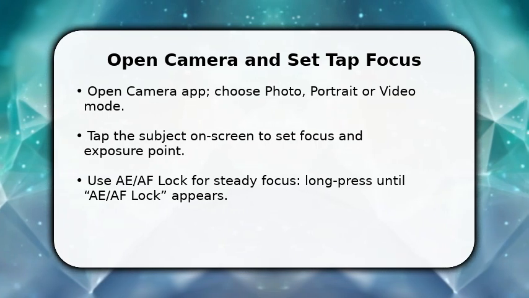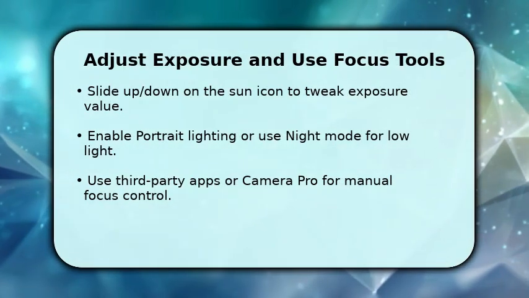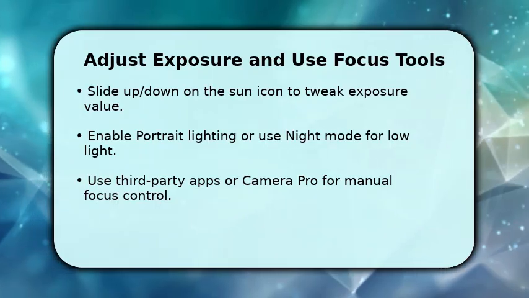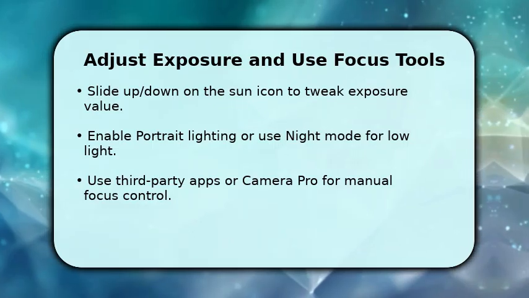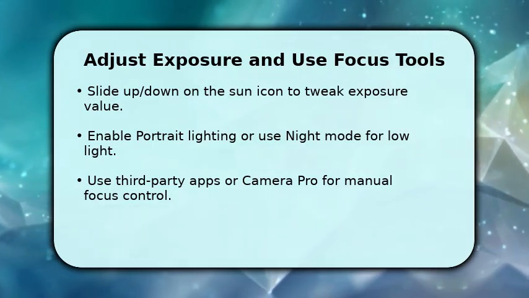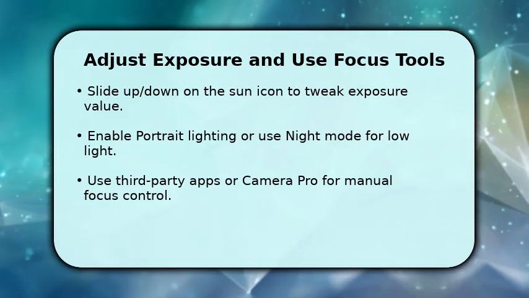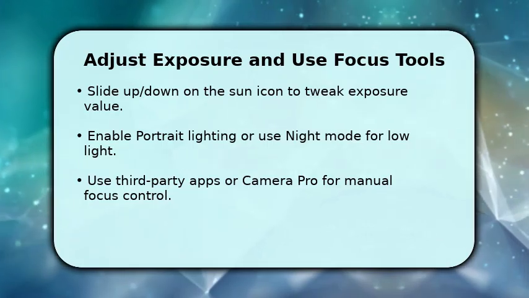refocusing mid-shot. After locking focus, fine-tune exposure by dragging the sun icon up or down. This brightens or darkens the image without changing focus. For portraits, use portrait mode and switch lighting effects to isolate the subject and enhance subject separation. In low light, night mode stabilizes exposure while the lens hunts less.